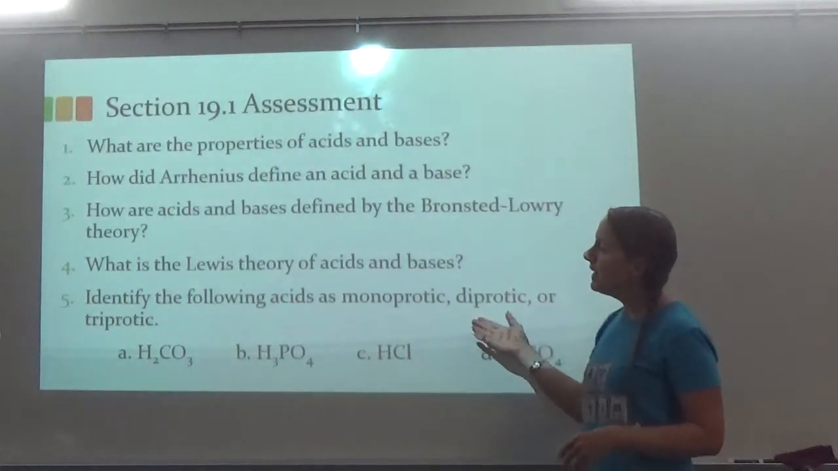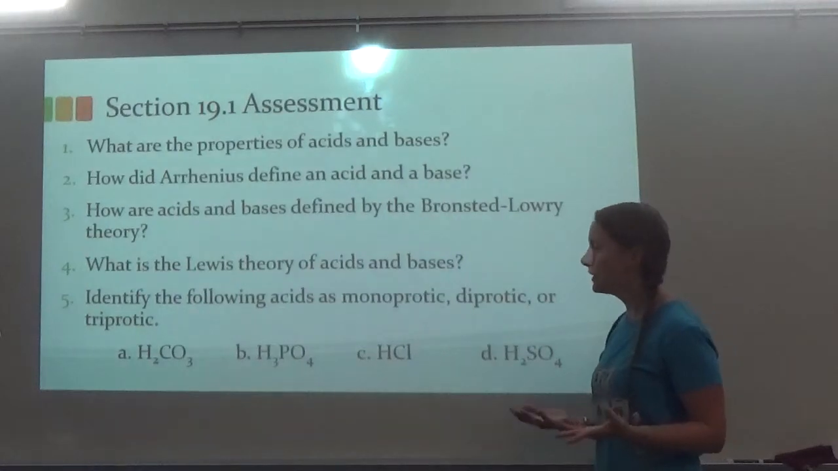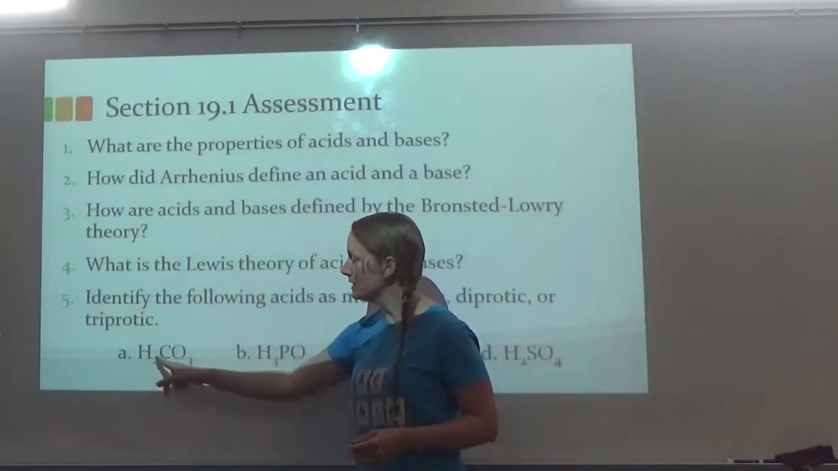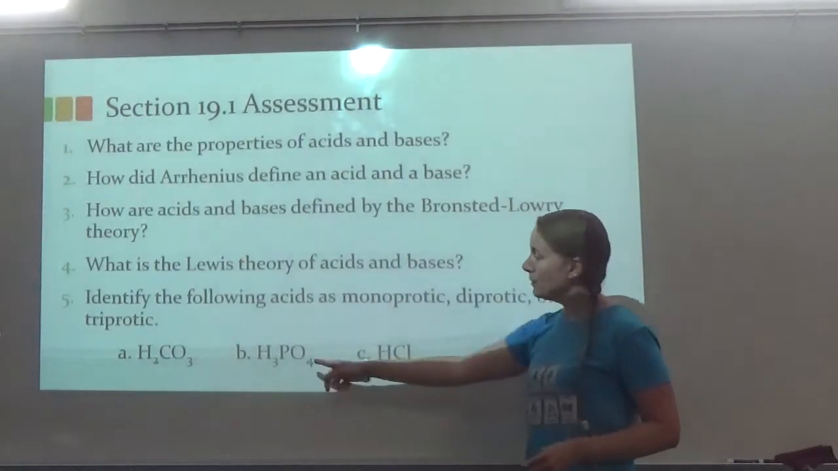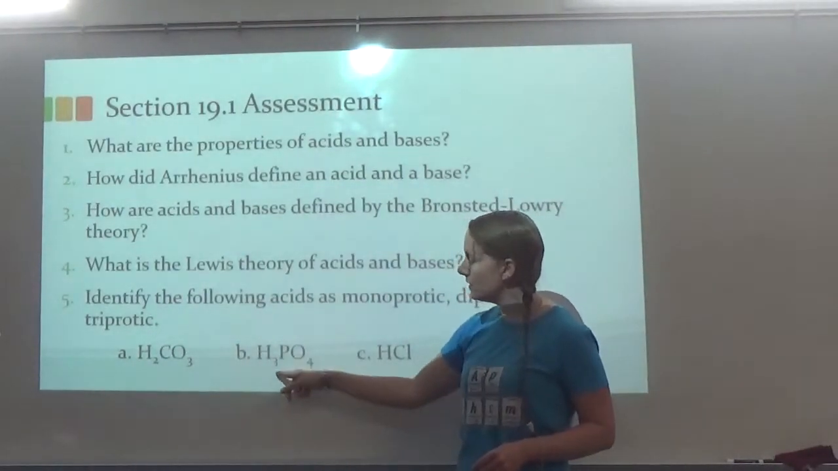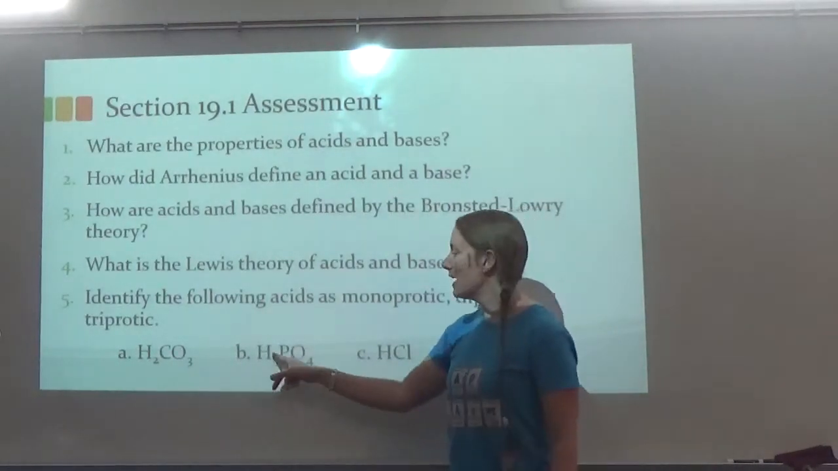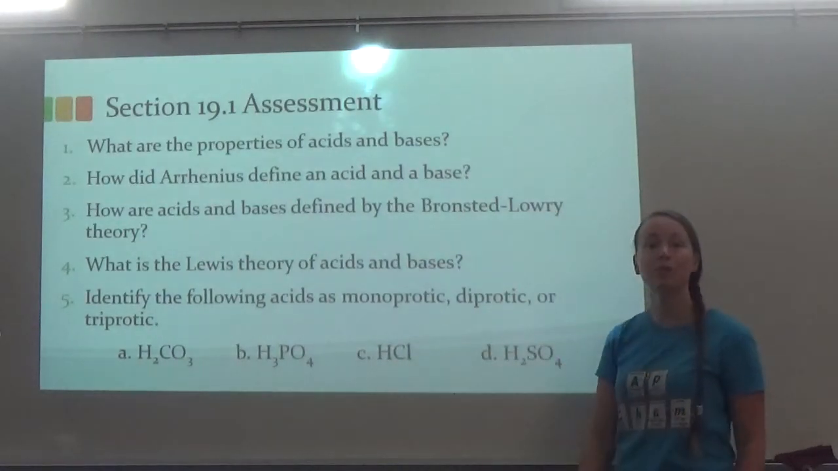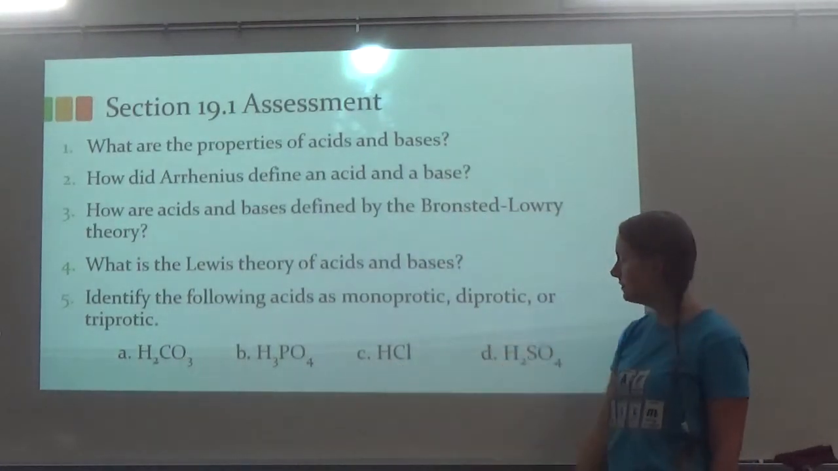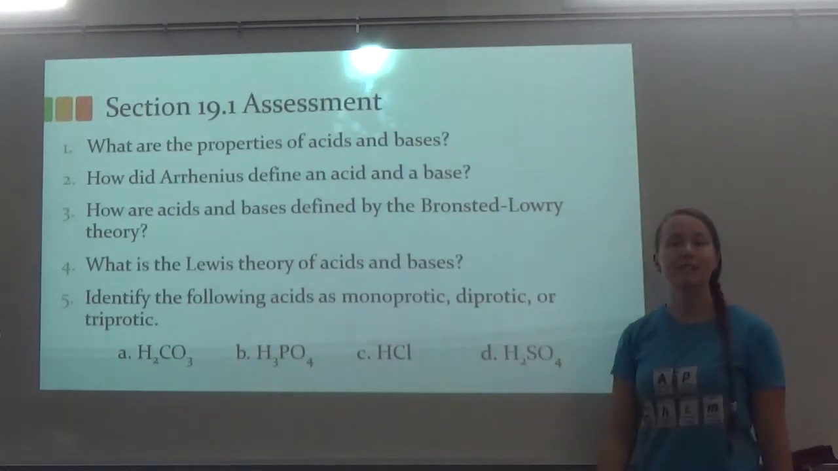All right, so number 5, it says identify the following acids as monoprotic, diprotic, or triprotic. We have H2CO3, so there are 2 hydrogens, so that would be diprotic. For part B, we have H3PO4, so that would be triprotic. Another example, we have HCl, that would be monoprotic because we just have 1 hydrogen. And for part D, we have H2SO4, so that would be diprotic.